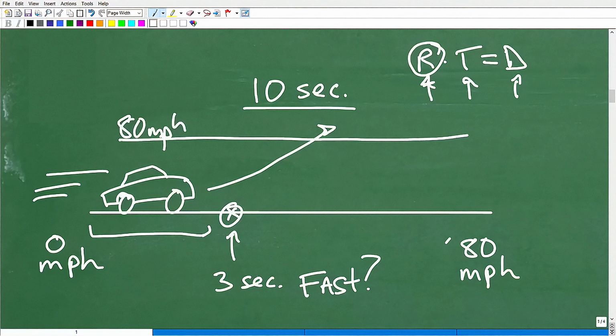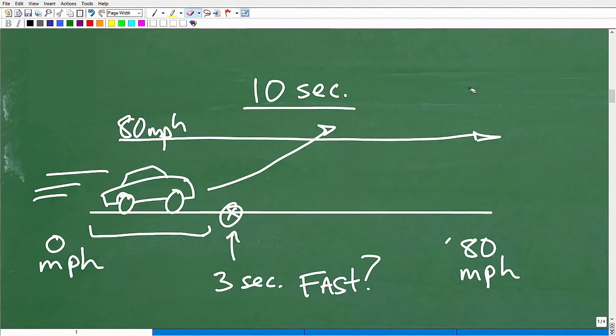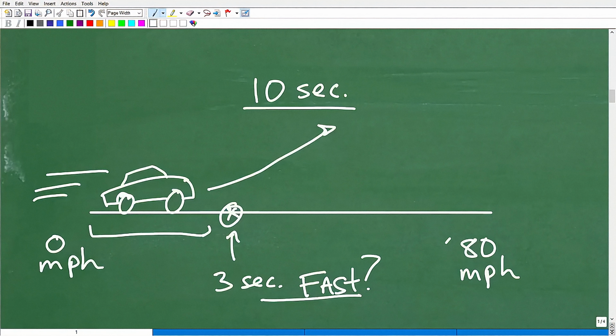If it's going 80 miles per hour all the way down the highway, then obviously it's going to be going 80 miles per hour the entire time. It's easy to calculate rate and distance problems because the velocity is the same. But when we're accelerating, how fast the car is going in this precise moment in time, that's a whole different ballgame. We need calculus to be able to answer that question for us.